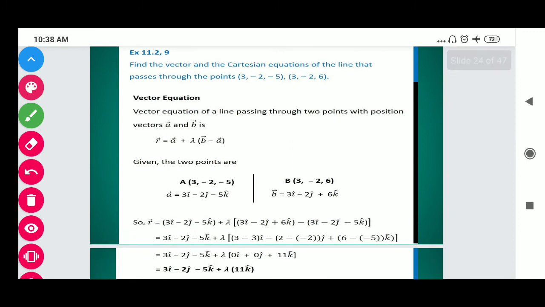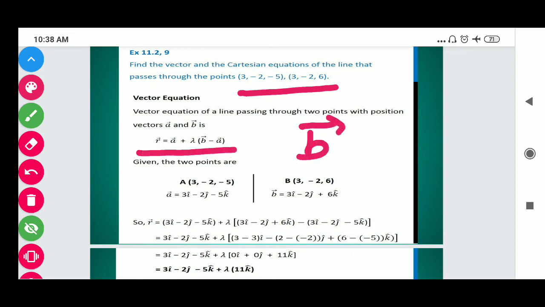Next question is question number 9. Find the vector and Cartesian equations of the line that passes through the points. Here we have only 2 points. We need to calculate the vector equation first. We know that r vector equals a vector plus lambda b vector is the vector equation, but here it is given as b vector minus a vector.